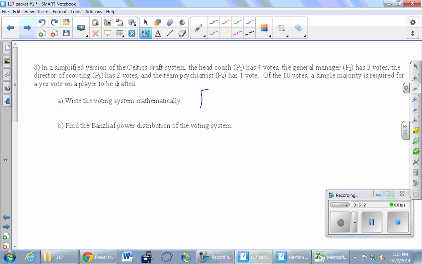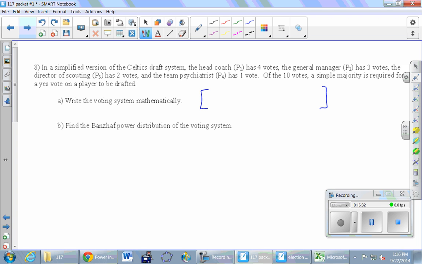Okay, so again, we'll start with our friends, the square brackets. First number is the quota. In this case, it's not written explicitly, so we have to calculate. We're looking for a simple majority. Zeke says 6. Other ideas? Agree or disagree?